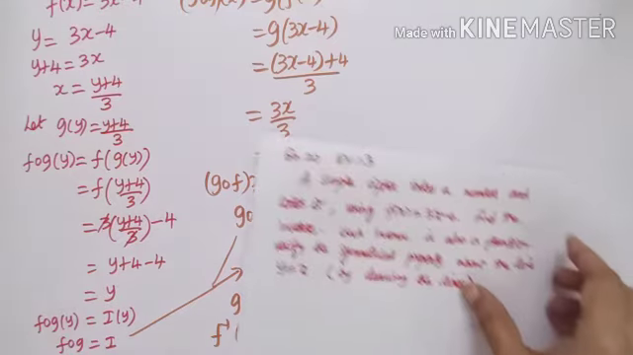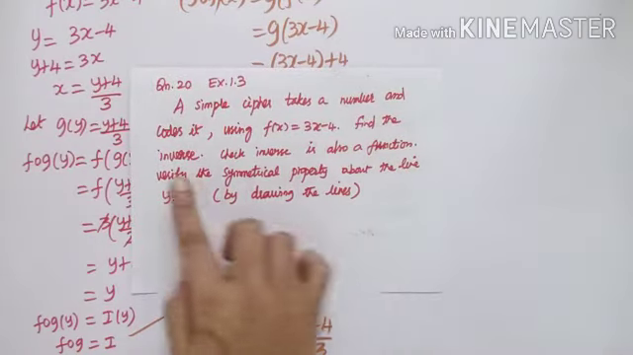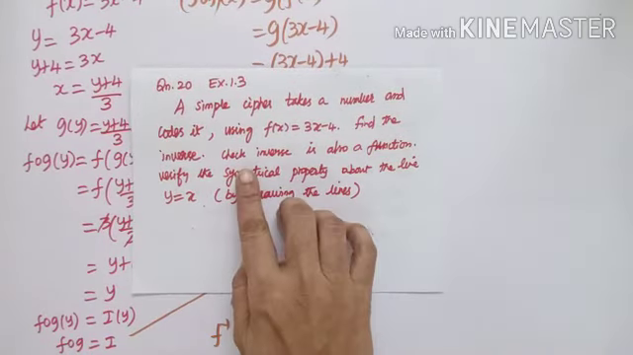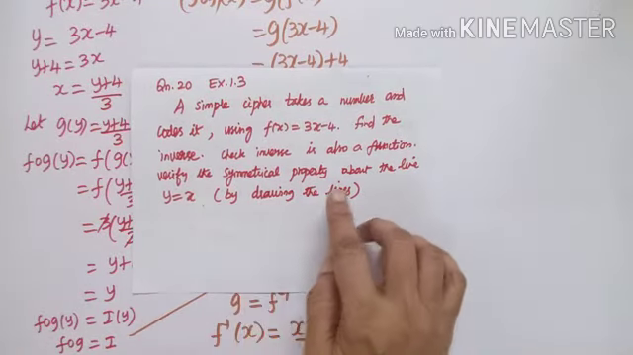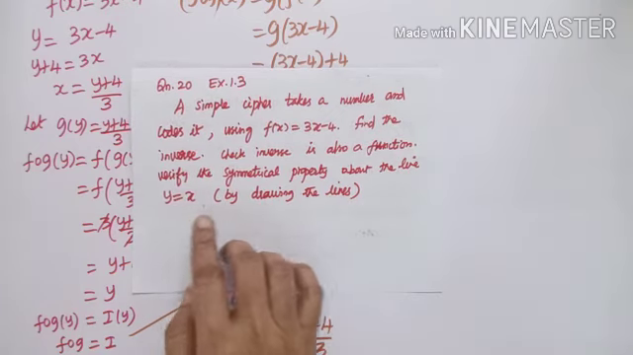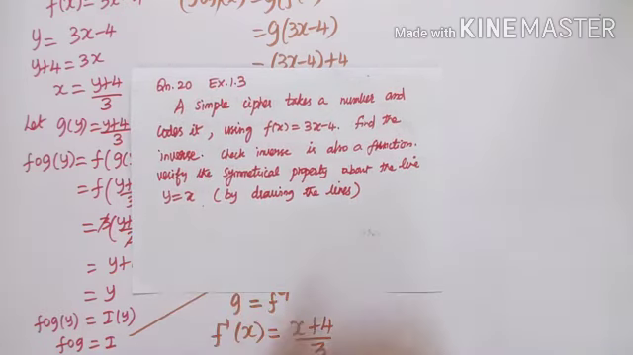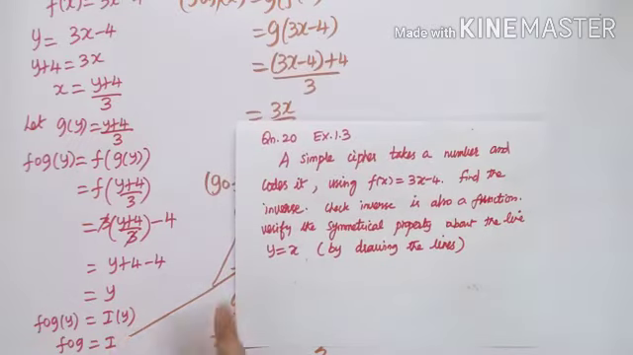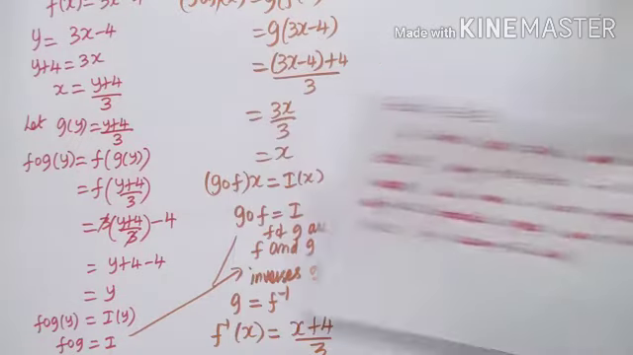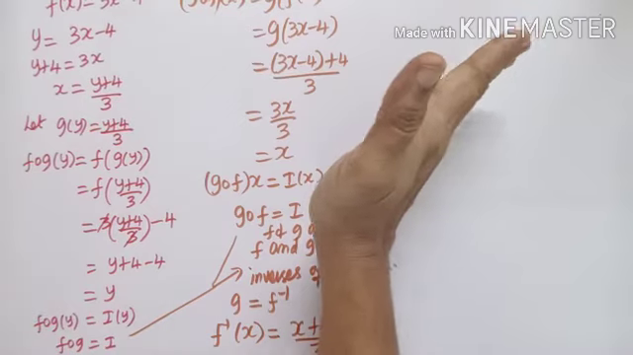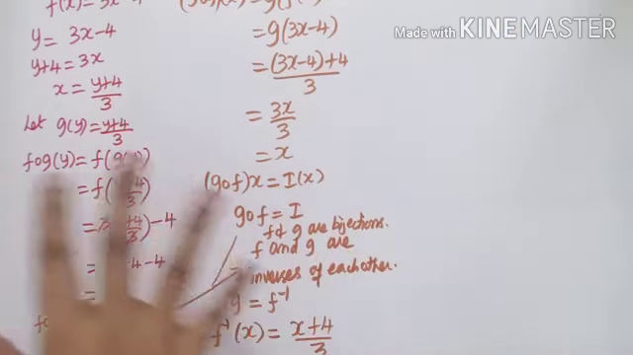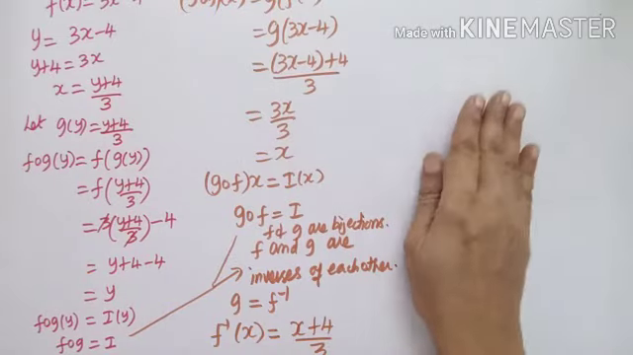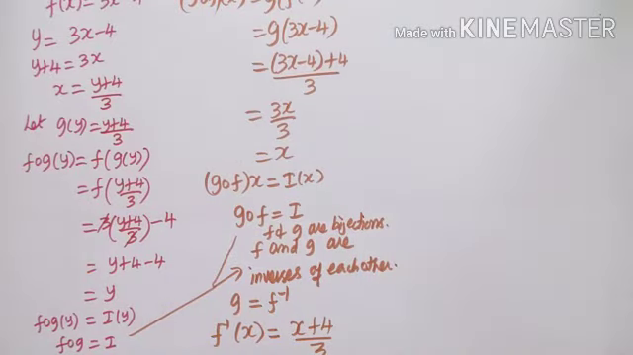What is the second part? Find the inverse, that is over. Check the inverse is also a function. Yes, we have proved it is a bijection. Verify the symmetrical property about the line y equals x. Whenever we say two functions are inverses of each other, the line y equal to x will be symmetrical to both. So let us plot the two lines and check whether it is symmetrical about the line.